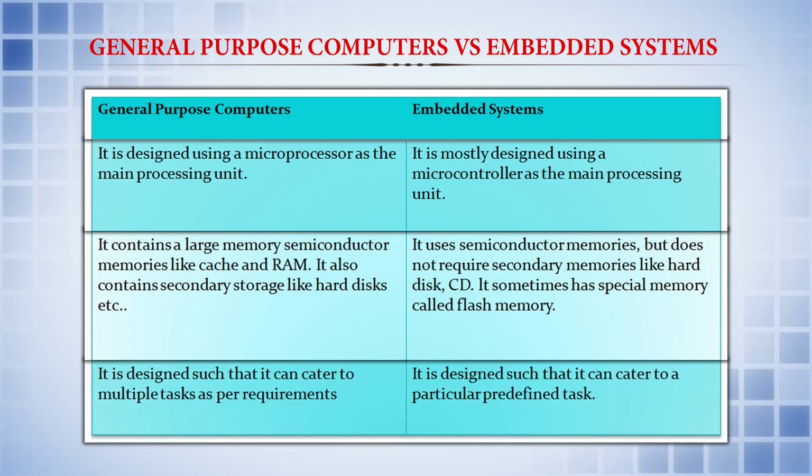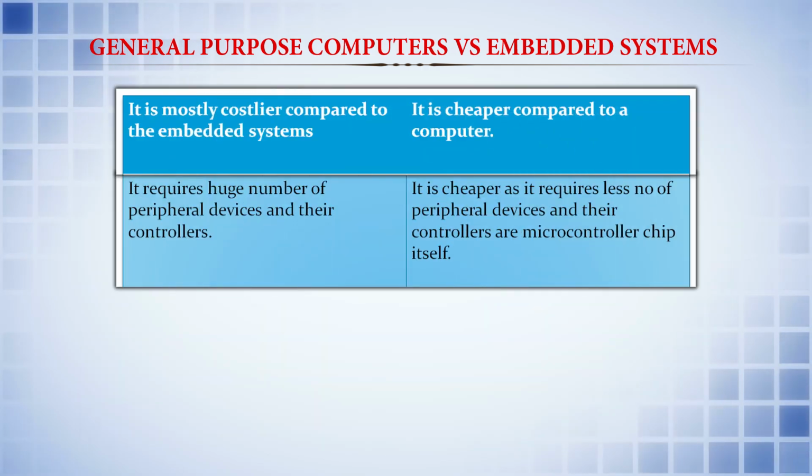General purpose computers are designed such that they can cater to multiple tasks as per the requirements, and embedded systems are designed to cater to a particular predefined task. General purpose computers require a huge number of peripheral devices and their controllers, and in embedded systems it is cheaper as it requires fewer peripheral devices and their controllers are in the microcontroller chip itself.